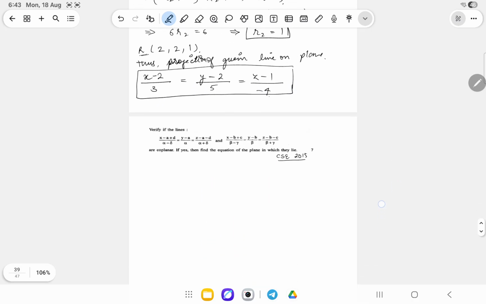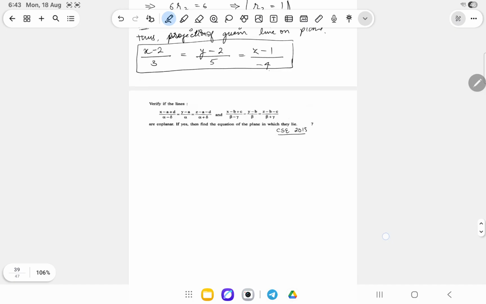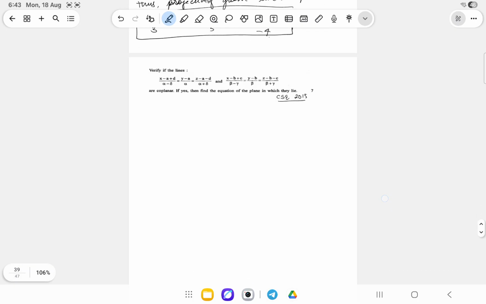So now let us move on to the next question, I guess the 4th or 5th question it is. The question says: verify if the lines this and this are coplanar. If yes, find the equation of the plane in which they lie.